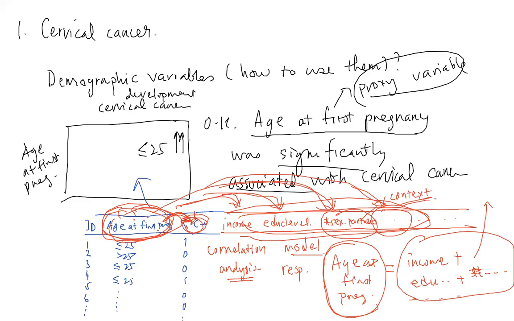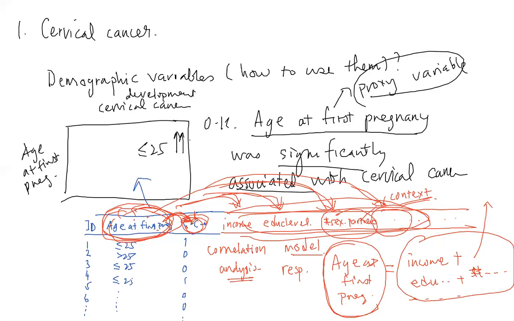Okay. So in fact, for this problem, I think the epidemiology is the study of the prevalence and cause of some disease. For cervical cancer, it is now well known that age at first pregnancy, if it is too early, actually can increase the risk of cervical cancer.